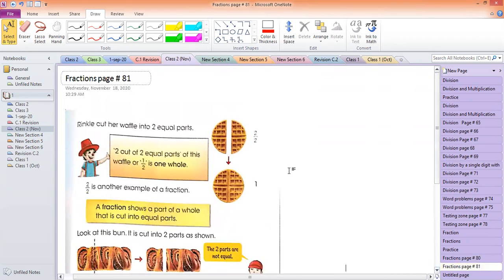That was explained here that Wrinkle cut her waffle into two equal parts. So 2 out of 2 equal parts of this waffle is equal to one whole. If both parts are taken by Wrinkle, that means she's going to take one. So 2 over 2 is another example of a fraction, and 2 over 2 is actually equal to 1.